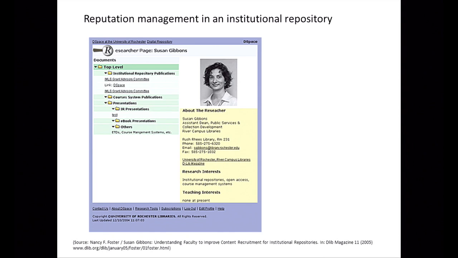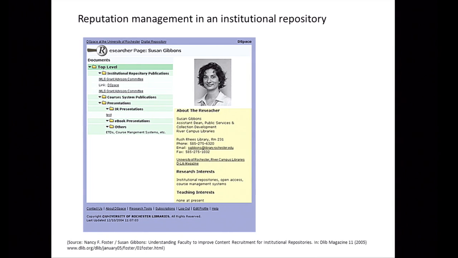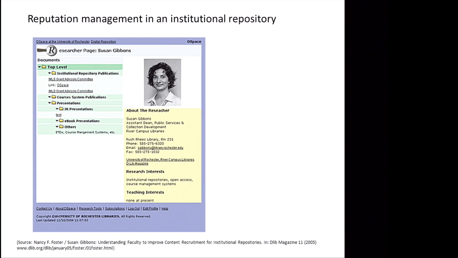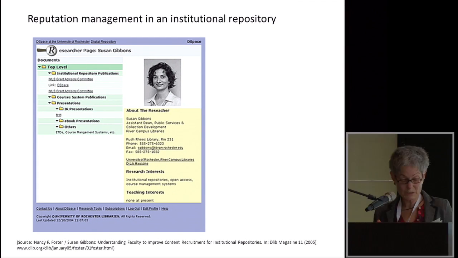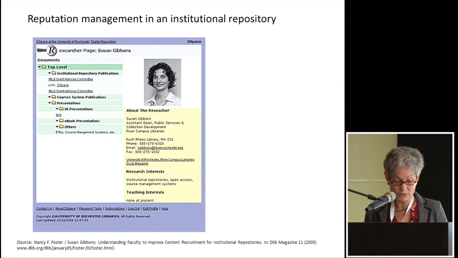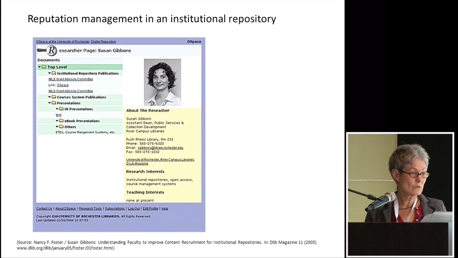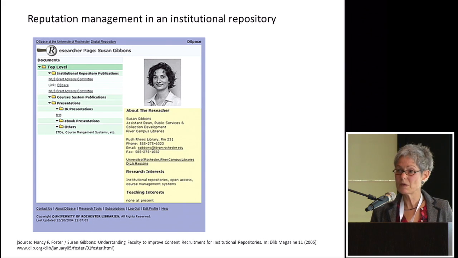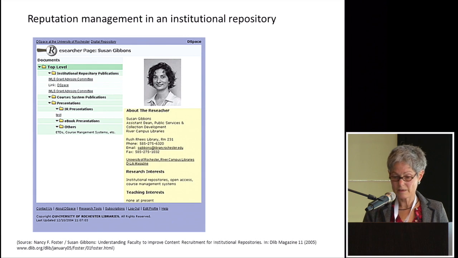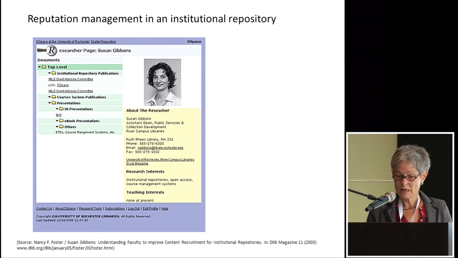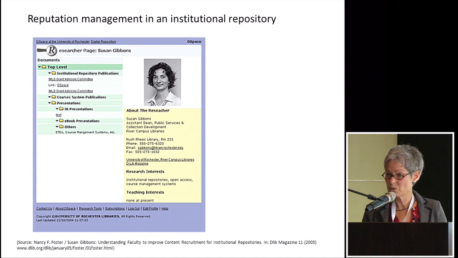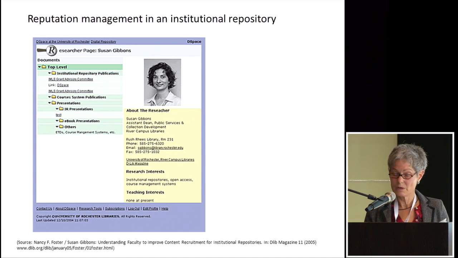This is a visualized idea from a research project of Nancy Foster and Susan Gibbons, who tried to find out how to induce faculty to contribute their papers to the university's digital repository, a bit like Econ Store. How can you make people contribute to a repository like this? And the idea was to add some reputation management to this repository for the young researchers.